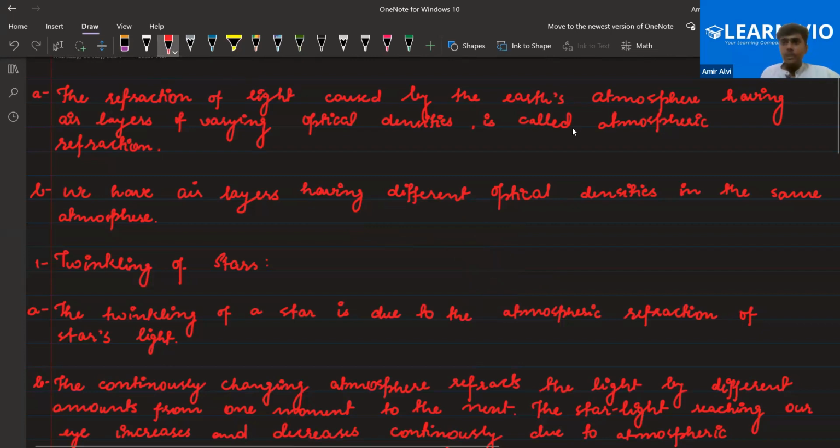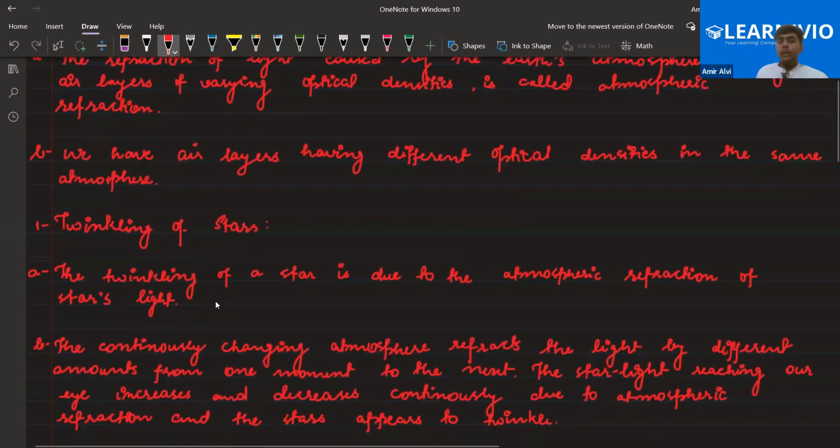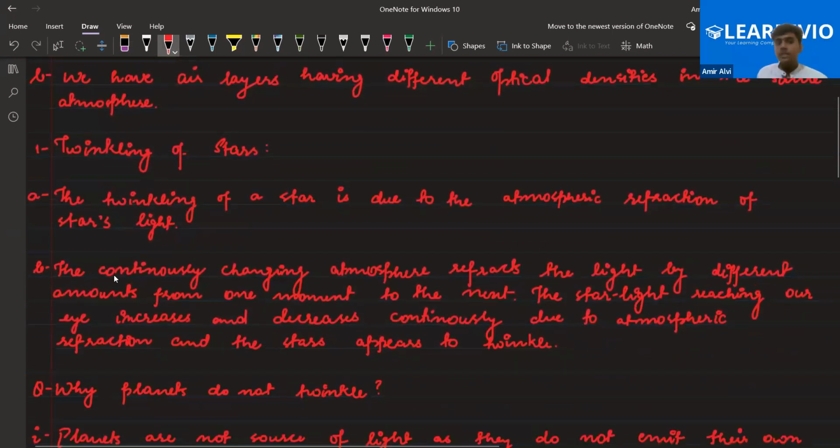Okay. Now let's understand how to explain the twinkling of stars phenomenon. The twinkling of a star is due to the atmospheric refraction of starlight. The continuously changing atmosphere refracts the light by different amounts, because the layers are not fixed. The density of the layer is not fixed because it is a real world scenario. Density keeps changing due to multiple factors.